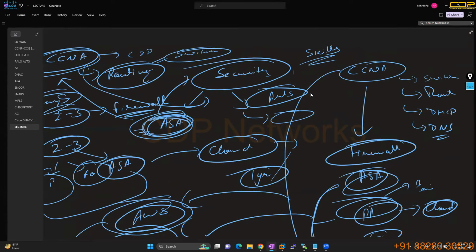But we will not cover the CCNA topics. For these, you can talk to the management. From the CDP, they will provide you CCNA for free of cost. If you take the ASA, then they will give you the CCNA lectures for free, because obviously for the ASA firewall you have to cover the CCNA. I have told you, only these topics you have to cover: switch, routing part, DHCP, DNS. If you watch the lectures, you can complete these topics within 5 to 7 days.